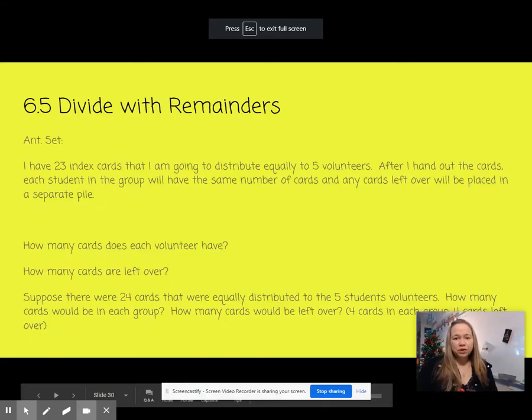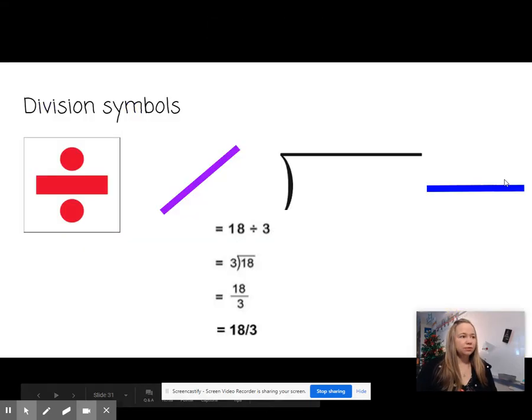Hey there, today we're going to work with lesson 6.5, dividing with remainders.